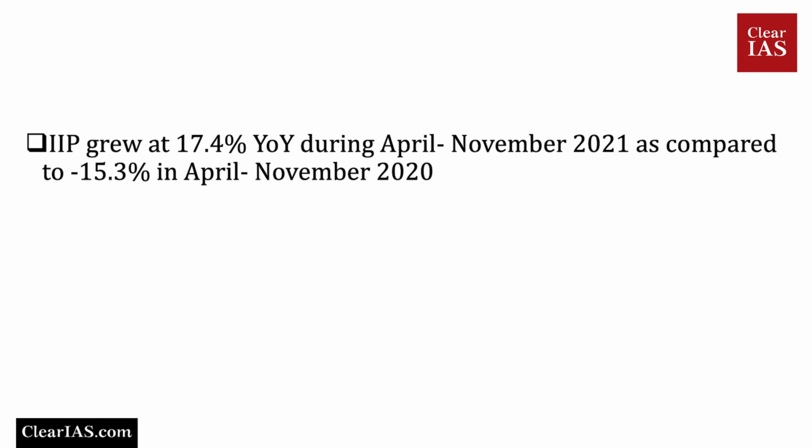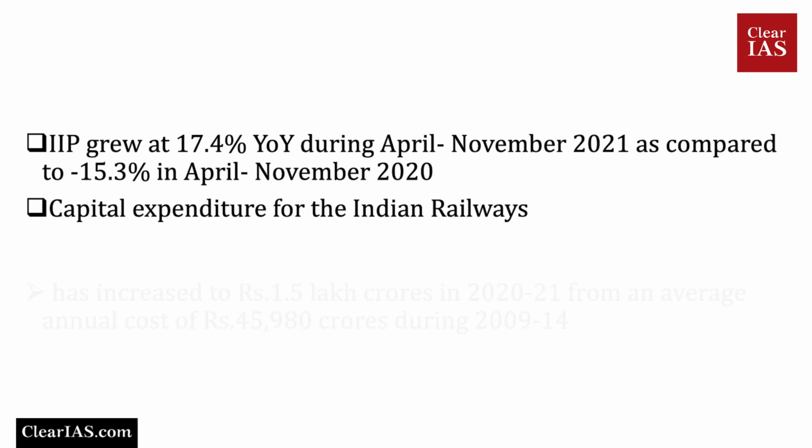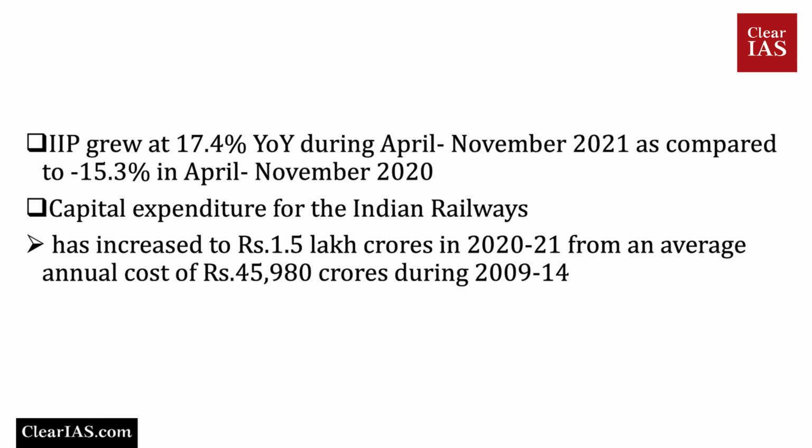Index of industrial production grew at 17.4% year-on-year during April to November 2021 as compared to minus 15.3% in April to November 2020. Capital expenditure for Indian Railways has increased to Rs 1.5 lakh crores in 2020-21 from an average annual cost of Rs 45,980 crores during 2009-14.